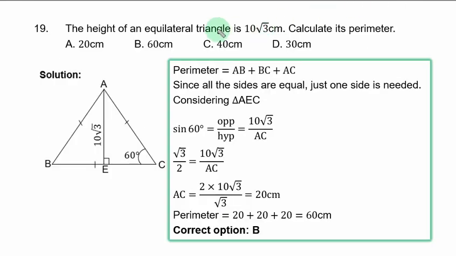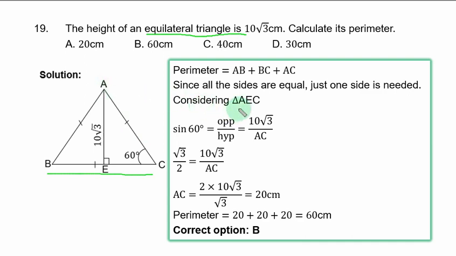Question 19. The height of an equilateral triangle is 10 root 3 cm. Calculate its perimeter. The stated triangle has all its sides equal. Now the height AE is 10 root 3. Once you get any of the sides, you multiply it by 3, or you add it 3 times to get the perimeter. In this triangle also, each angle is 60 degrees. So now that we know the height, let's get AC. Once you know AC, it is equal to AB and is equal to BC.